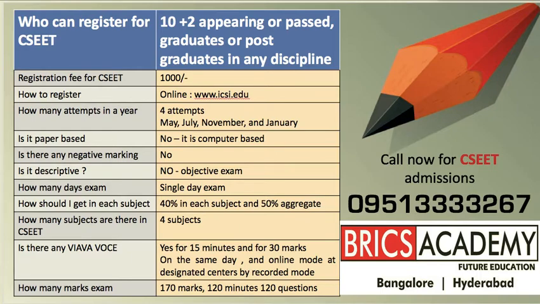Remember one thing, this is an online objective type examination. In other exams like CA, if you give a wrong answer, there is negative marking. But in the CS-EET exam, there is no negative marking. So if you know the answer, you can answer. If you don't know the answer, you can still try and attempt, because you're not going to lose anything. It is not a descriptive exam, it is an objective exam.